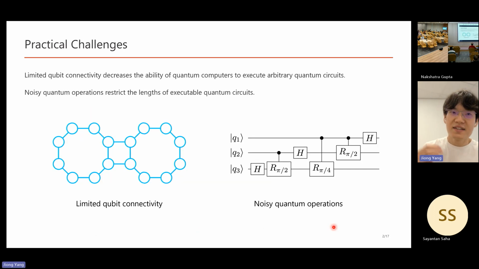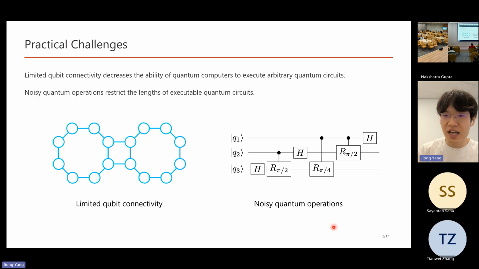However, the practical realization of quantum computing still faces many challenges, including limited qubit connectivity in quantum computers and noisy quantum operations. The figure on the left represents a qubit connectivity graph for a quantum computer. Every vertex represents a physical qubit, and the edge indicates the connectivity between two physical qubits. The quantum hardware requires every quantum gate to operate on adjacent physical qubits. But from the graph, we can see not every pair of physical qubits are connected to each other. And this disconnection decreases the ability of quantum computers to execute arbitrary quantum circuits.